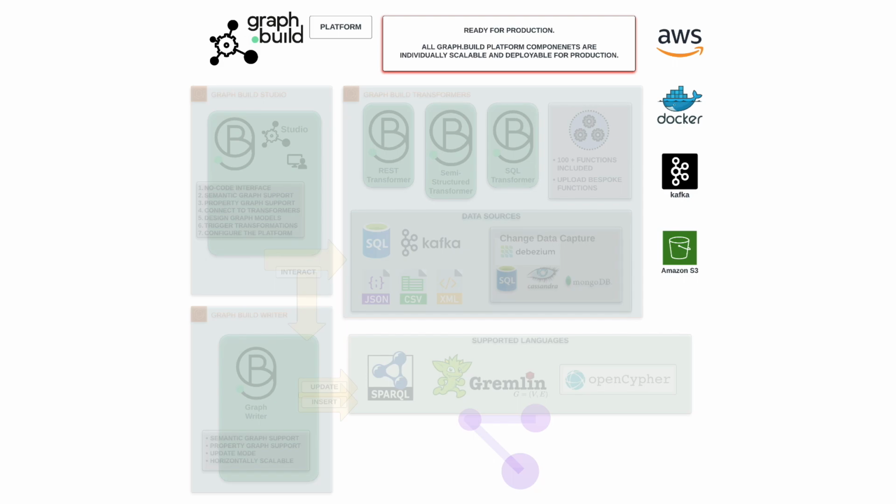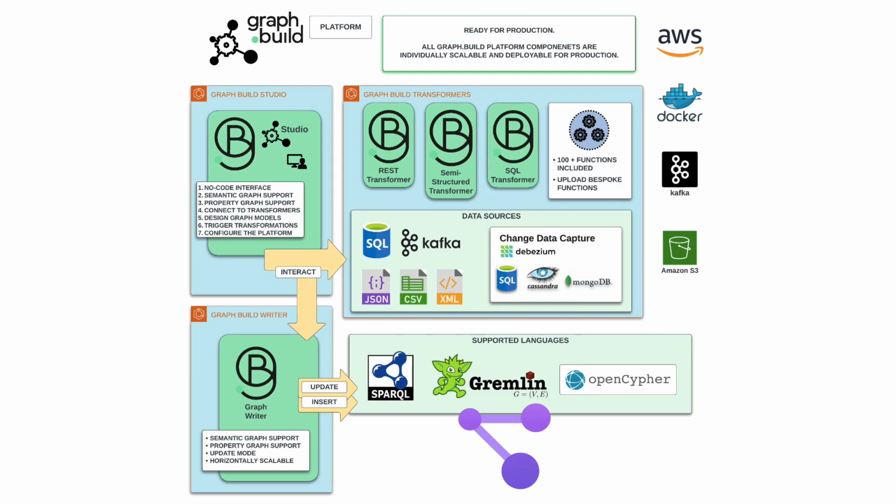You can also use Kafka as the backbone to manage the whole graph publishing process, or if you prefer a more manual approach, use the full REST API provided. And that concludes the Graph.Build platform architecture walkthrough.